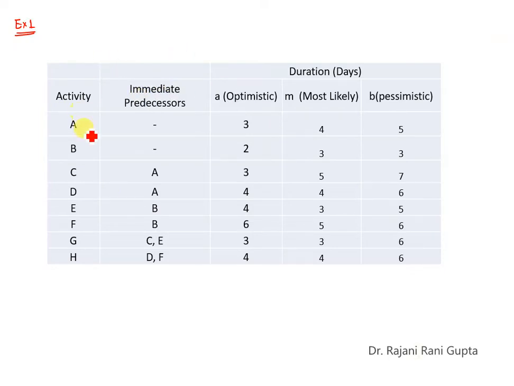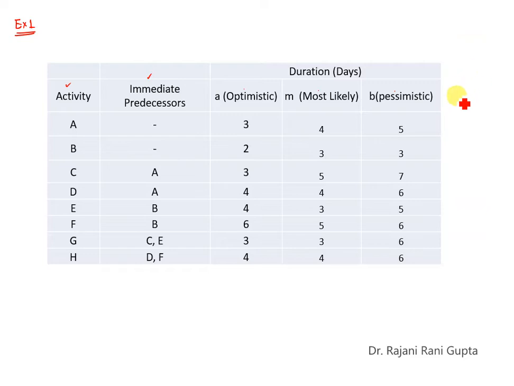So what you can see, this is a project with PERT activities. Okay, and you have to find the critical path in this. So you have the activities, you have the immediate preceding activities, and we have three different times: optimistic time, most likely time, and pessimistic time. Then you have to draw the network diagram, and hence you have to find the project completion time.